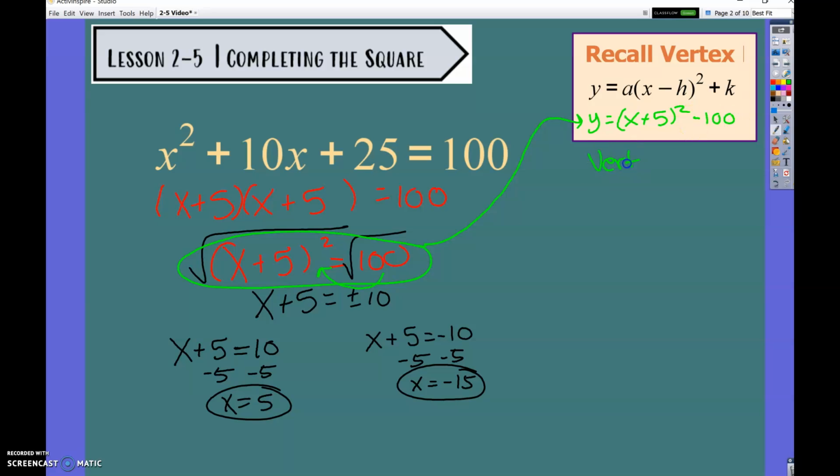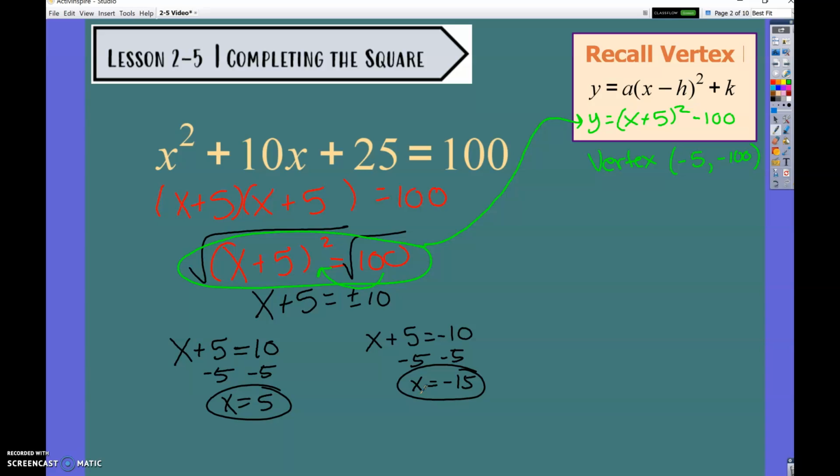That would tell me my vertex. Remember that rule, the opposite of the x values would be -5, comma, -100. That would give me my vertex, that key point, quite easily right there. I found my x-intercepts by either using the square root method, or I could factor it as well, which I won't show that method in here.